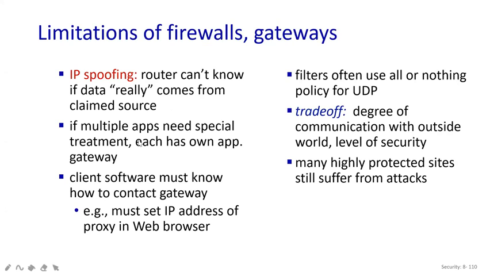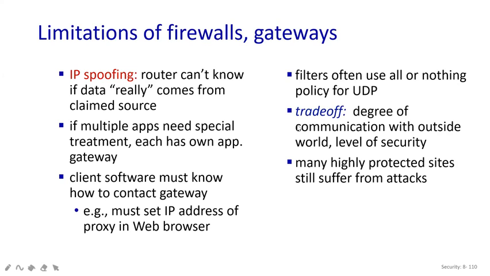Also, some of the multiple applications need special treatment, and each will have its own application gateway, and here the client software must know how to contact the gateways. If they don't know how to contact the gateways, then it will be very difficult. To contact the gateways, they should have the IP address of all the proxies in the web browsers. They should have the IP address and the port numbers. Also, these filters often use an all-or-nothing policy for UDP, because we have used many forwarding tables where there are policies. So how are we going to set up the firewalls so that filtration happens here?